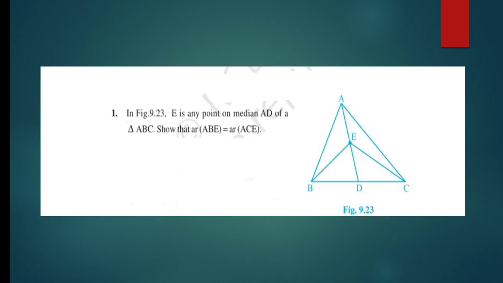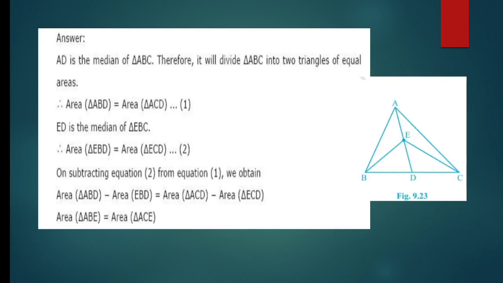So this is the first sum. In this first sum, it is said E is a point on the median AD of triangle ABC. Show that area ABE is equal to area ACE. Now, this is the answer.